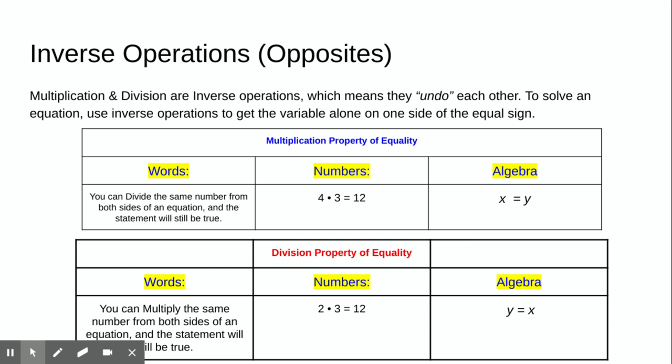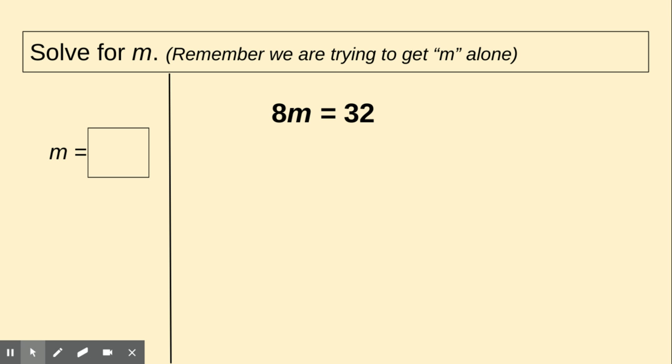So, inverse operations, or opposites. Multiplication and division are inverse operations, which means they will undo each other. To solve an equation, we will use the inverse operation, or the opposite operation, to get the variable alone on one side of the equal sign. Basically, the opposite of multiplication is division, and the opposite of division is multiplication. So if we see a problem that has multiplication in it, we will probably divide to get that variable by itself. That'll make more sense as we try these first couple of practice problems.